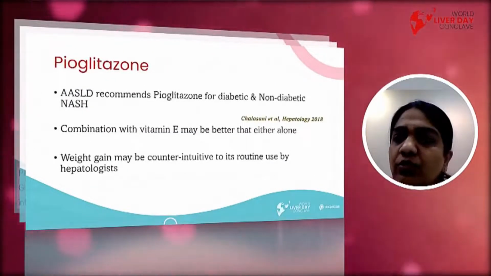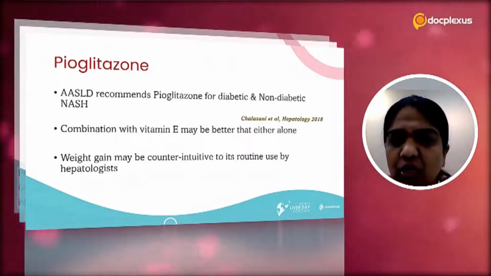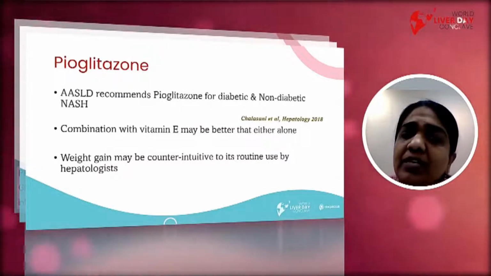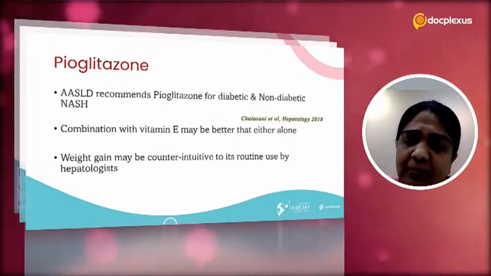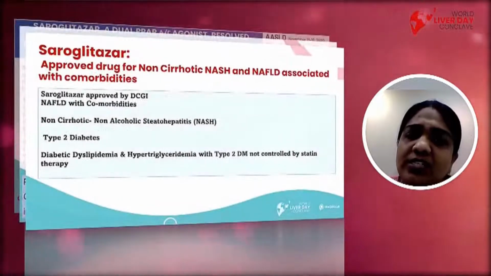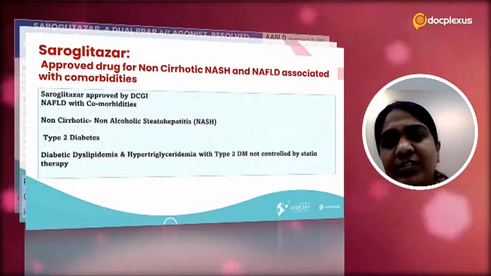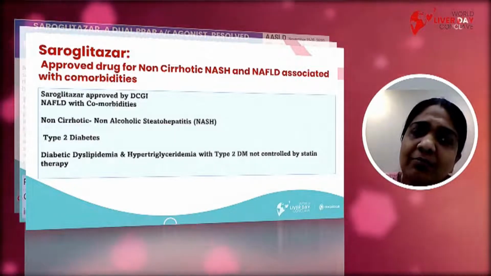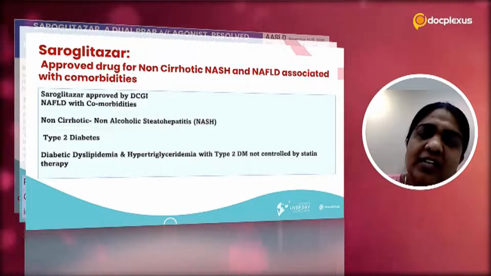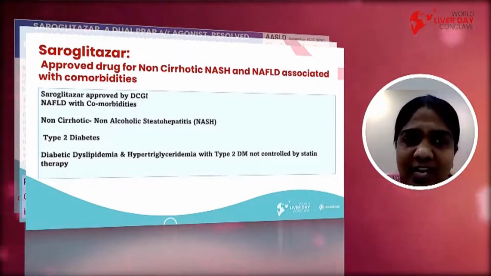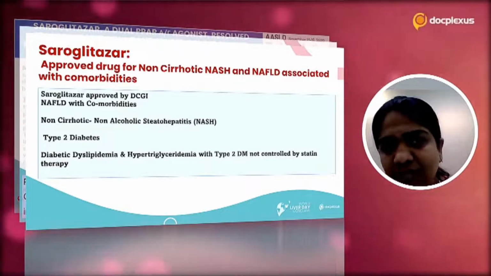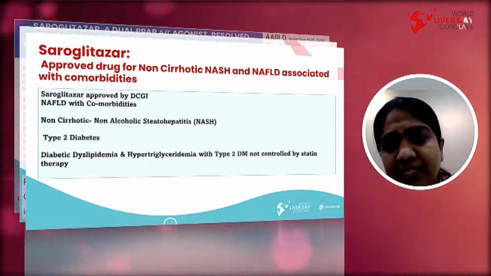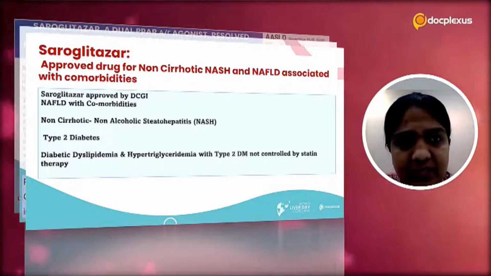AASLD recommends pioglitazone for diabetic and non-diabetic NASH patients. Combination with vitamin E can be better, and weight gain may be counterintuitive to its routine use by the hepatologist. Next is saroglitazar, which is the new star. This is the only drug which is approved by DCGI. It can be very confidently used in patients with NAFLD and other comorbidities, in patients who are non-cirrhotic but NASH with advanced degree of fibrosis, patients with diabetes and dyslipidemia, and patients with diabetes and dyslipidemia not controlled by statin.